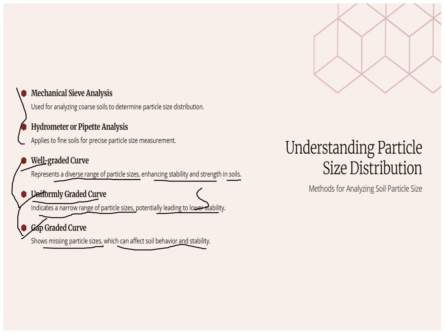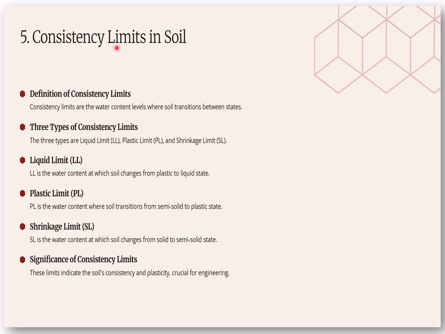Then the next index property is consistency limit in soil. First, the definition: consistency limits are the water content levels where soil transitions between states. When soil changes from one state to another, it is known as the consistency limit. There are three types of consistency limit: liquid limit, plastic limit, and shrinkage limit.